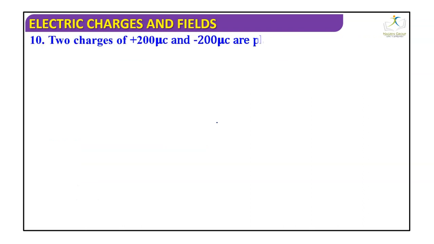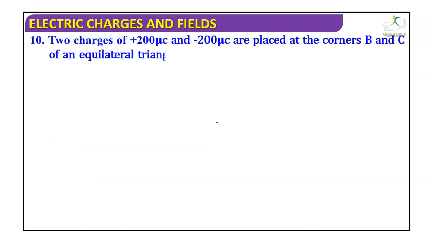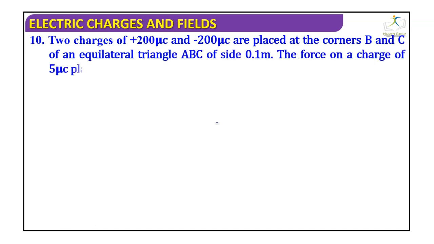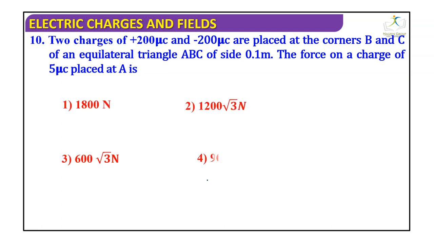Next, we have two charges of 200 microcoulomb and minus 200 microcoulomb placed at the corners B and C of an equilateral triangle ABC of side 0.1 meter. The force on a charge of 5 microcoulomb placed at A is? So these are the options. Let us see the solution for this question.